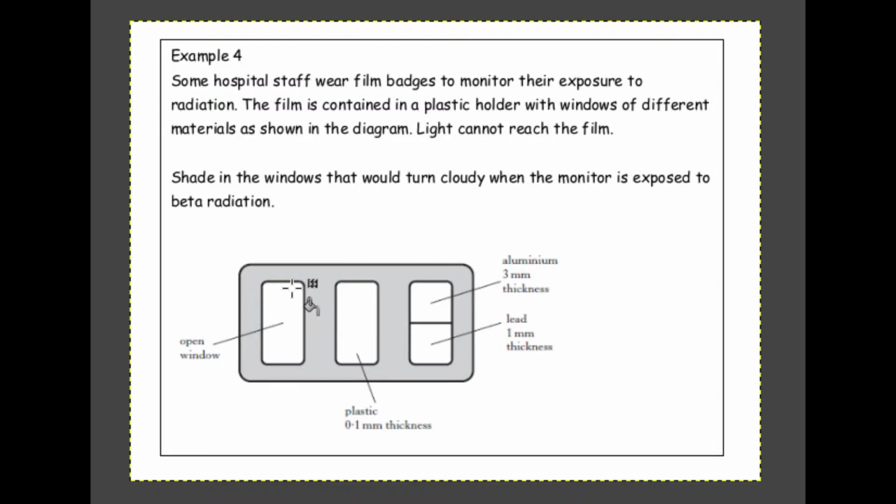But the open area, which doesn't have anything over it other than a very thin sheet of paper, well, the beta is going to go straight through that, and the beta radiation will blacken that part of the film badge. That only leaves us to think about this area with a thin sheet of plastic. Now, a thin sheet of plastic will block some of the beta radiation, depending on how thick it is. So there will be a little bit of beta radiation, or even a reasonable amount of beta radiation that's going to get through here, but it won't be quite as much as was getting through the open window. So we will see some blackening and some darkening of this area here, so that needs to be partially shaded in, and that's you.